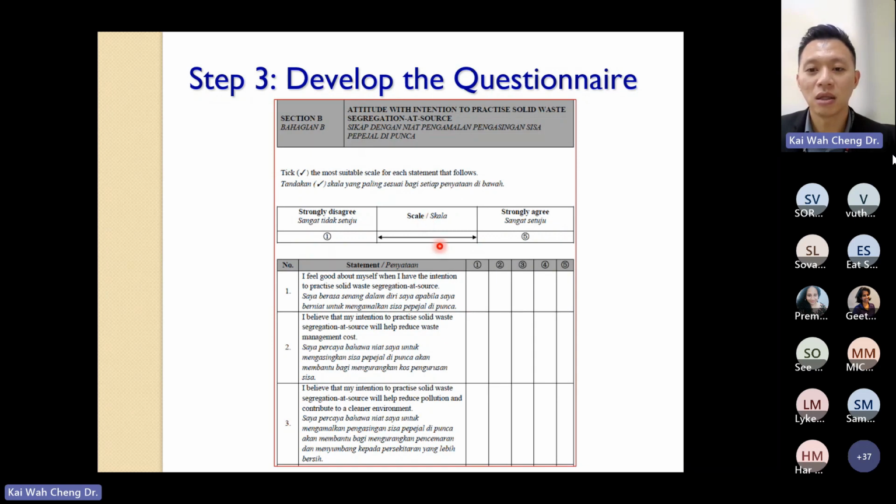These are the skills, 1, 2, 3, 4, 5. And what are the questions or items that you use to test this variable? So this is the way we present a questionnaire in a professional way.